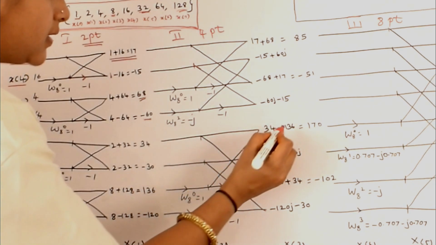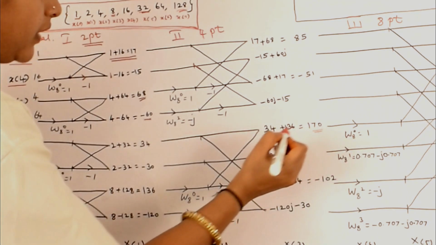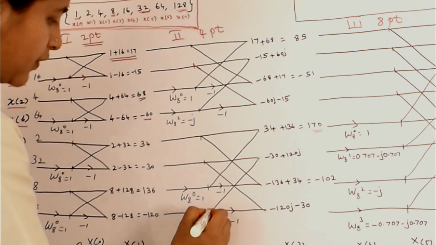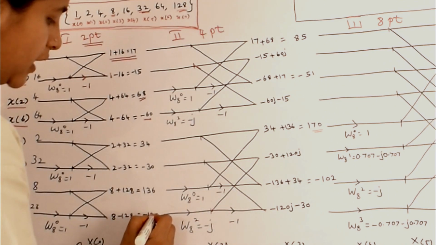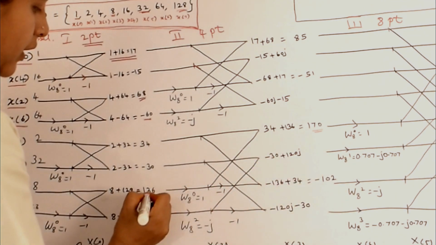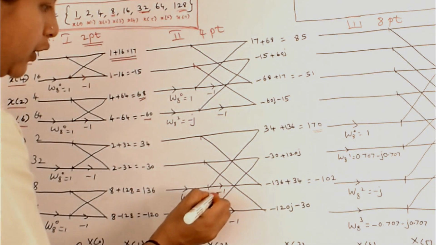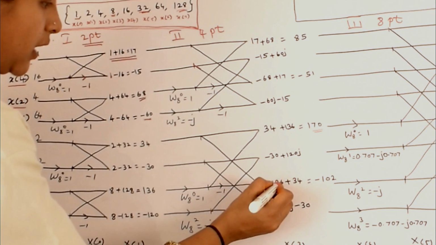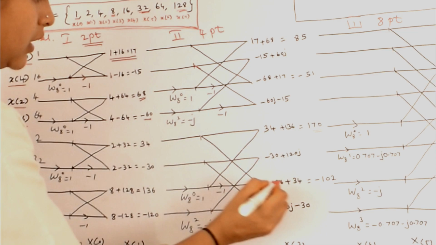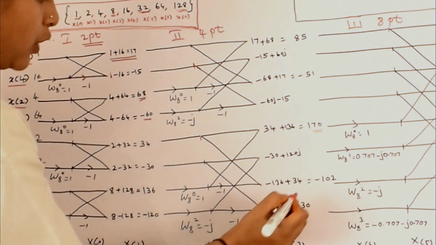136 into 1 is 170. The next one, minus 30. The second input is from here. It is minus 120 into minus j, plus 120j. The next one, 136 into 1 into minus 1, so minus 136. The next input from here is plus 34. Your answer is minus 102.